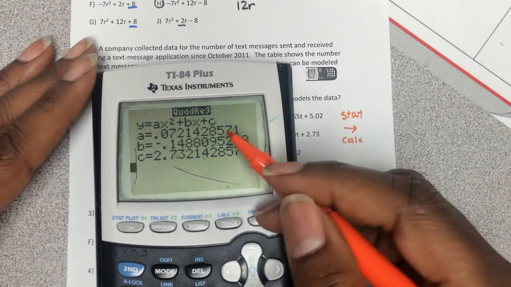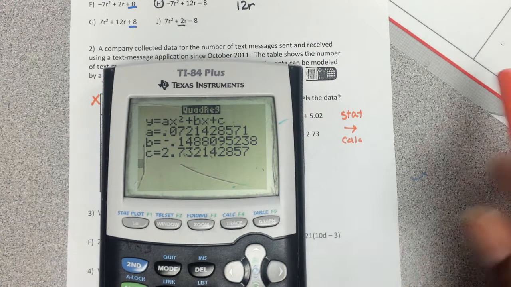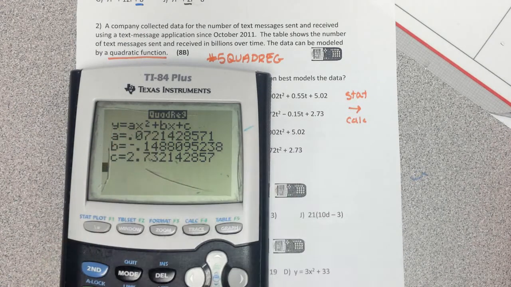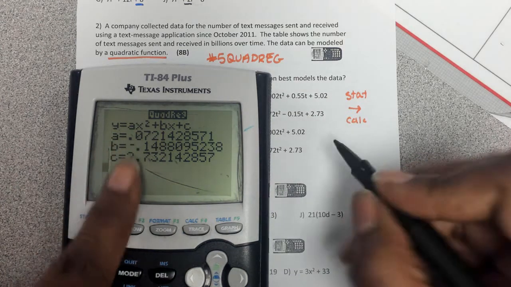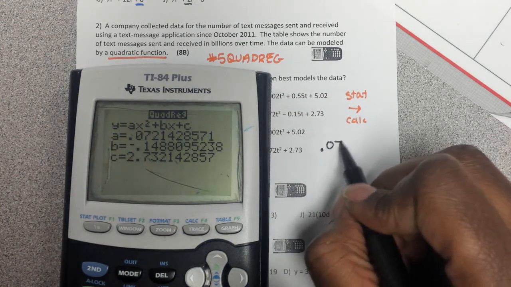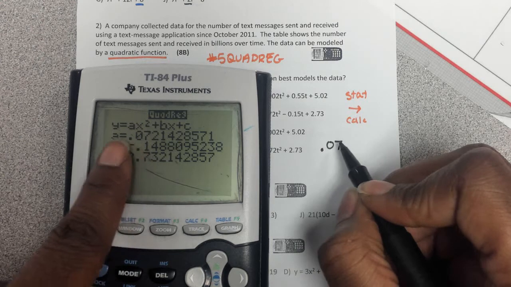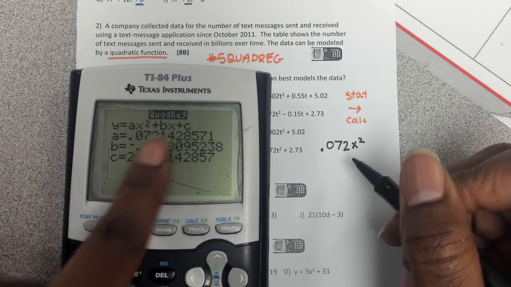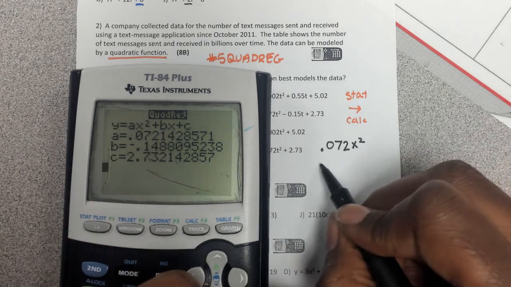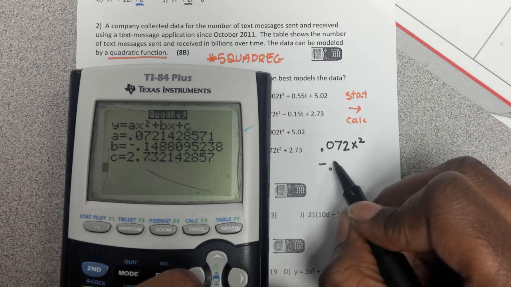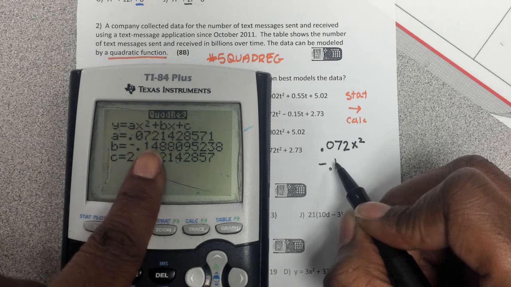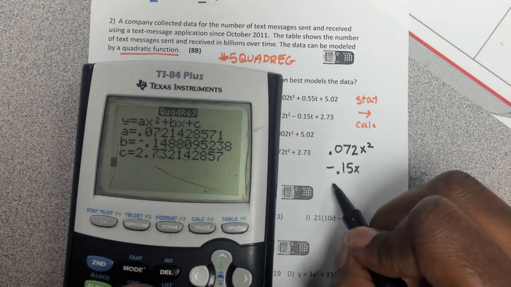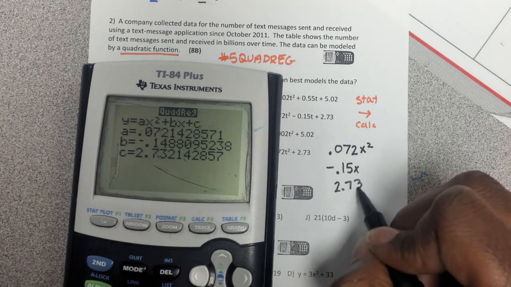Some people were confused about what all this meant earlier. If you look at the information up top, it tells you A goes with the X squared. So look at A. A is 0.07. Even if you put the 2, that's fine. A goes with the X squared. B goes with the X. So that's negative 0.1, 48 gets rounded to a 5. The B goes with the X, and the C is by itself.